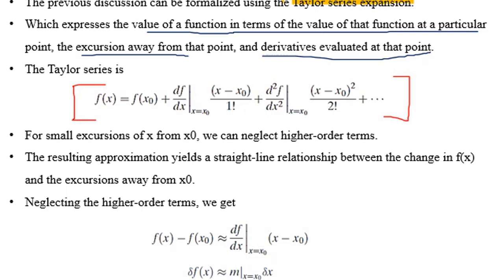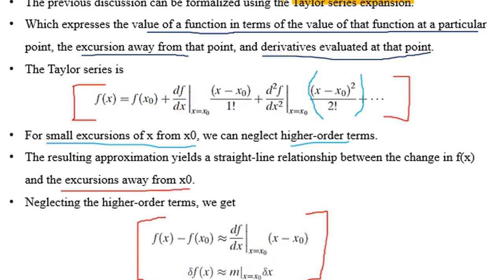Now we said that for linearization, we will use small changes in input. So higher order terms can be neglected with this. The resulting approximation yields a straight line relation between changes in function and excursions away from the x0. Now neglecting the higher order terms, we get the desired form, which is similar to the previous case.